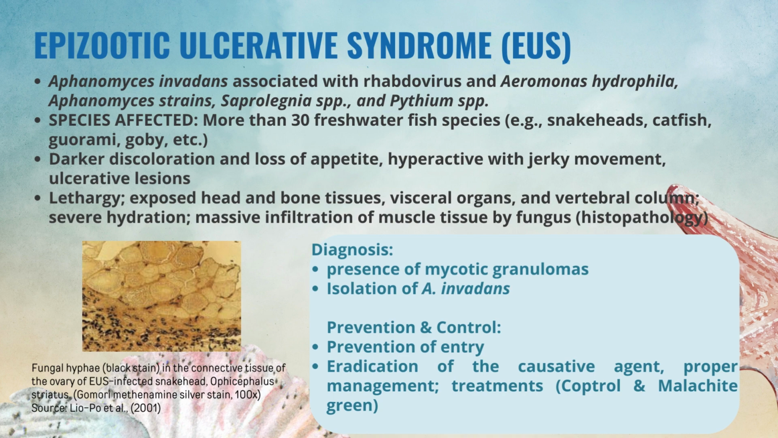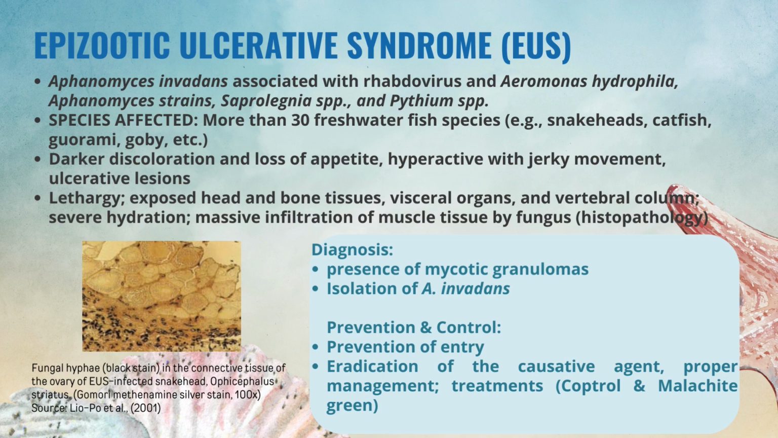Early signs observed among affected fish are, first, darker discoloration and loss of appetite. Second, fish may float just below the water surface, or in some species, with the head just breaking the water surface. Lastly, occasionally, fish may be hyperactive with a very jerky movement. Ulcerative lesions can be observed throughout the body, which may vary from small areas of redness, occasionally on the side of the jaw or head, to larger, deep ulcerative lesions found anywhere on the body.